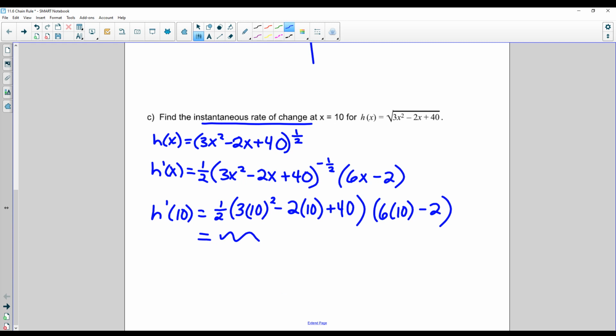Okay. So that's it for the chain rule. It's actually, like I said, an extension of the power rule, so I don't think you guys will struggle with this.